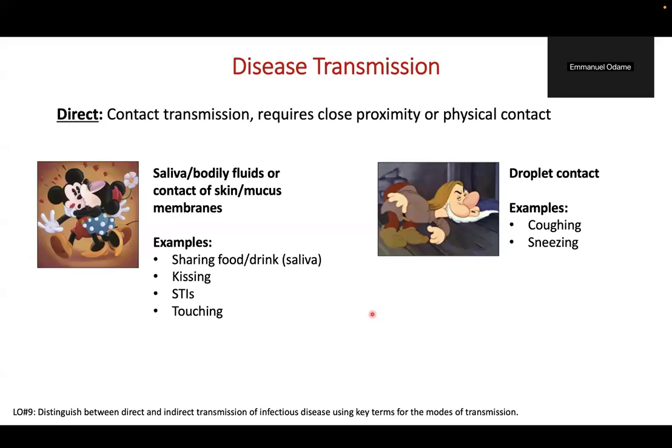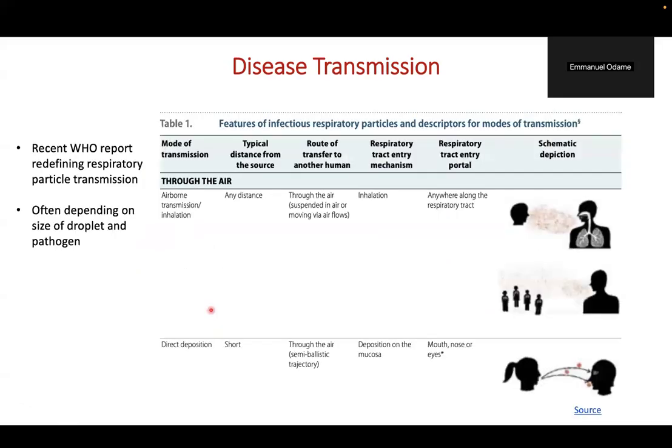Basically, you need direct contact or close proximity with another person. The most common one, which we saw so much in COVID, is coughing and sneezing. And then we also have places where you can share it through your food, saliva, kissing, and sexual intercourse through STIs, through touching. These are the most common ways to have a direct infection. It mostly happens through direct contact.